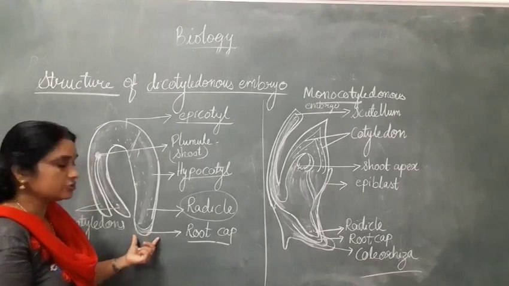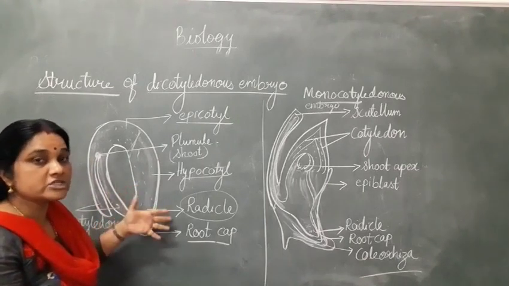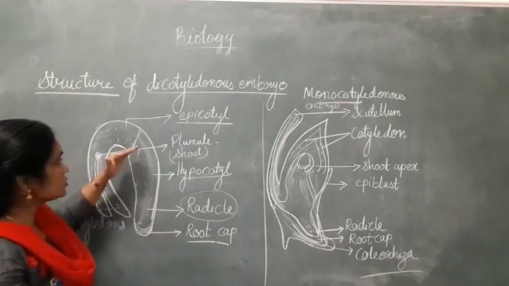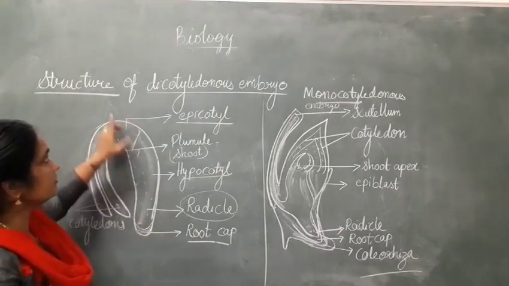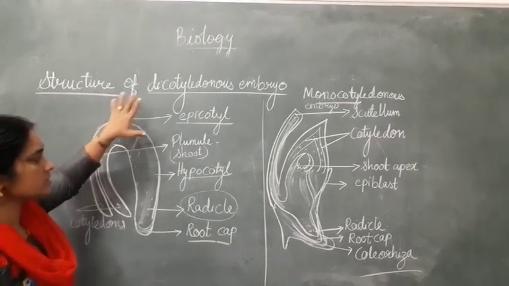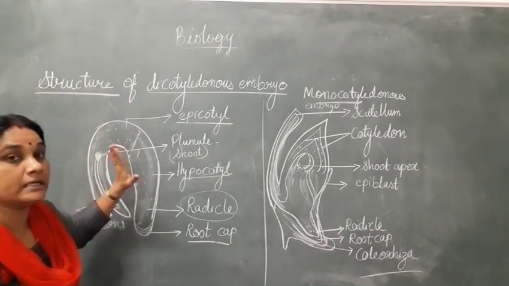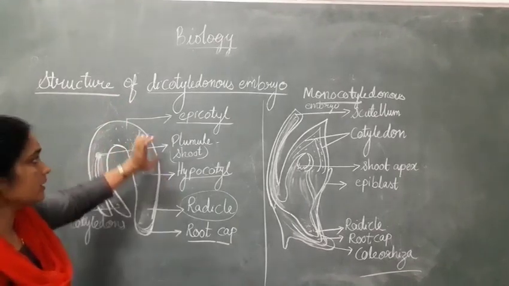It gives protection to the root, the primary root, and then the secondary and tertiary roots will develop from that. So this is the structure of a dicotyledonous embryo. So what are the main parts? Please draw the diagram in your notebook neatly and label the parts, that is very important.